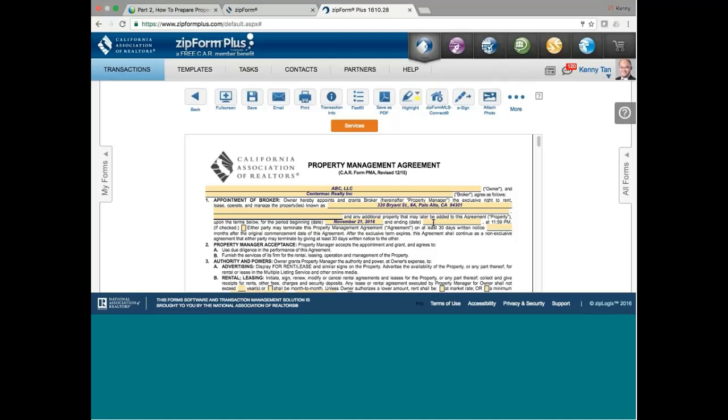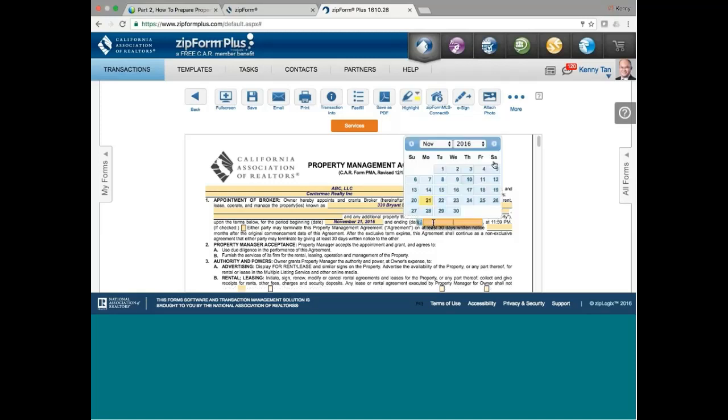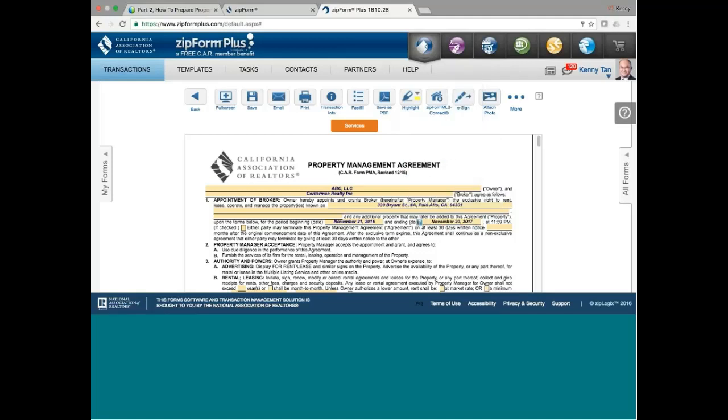And property management, let's say we're managing it for 1 year. And it expires on the 20th. So that's a 1 year property management agreement. Okay. And if you like, you can select that option.